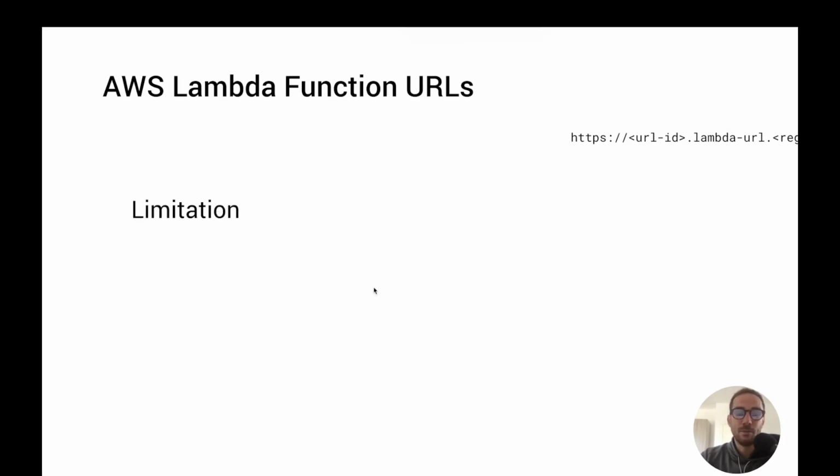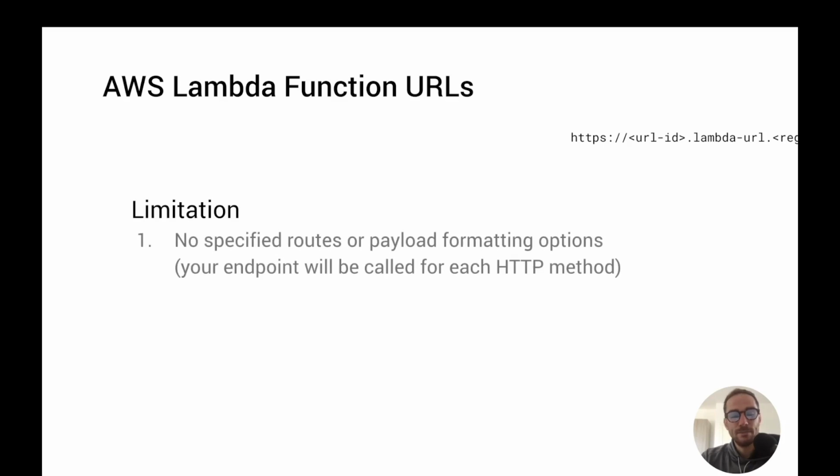And now, what are the limitations of function URLs? We've seen just the pros. Now let's see some cons. So the first limitation, I think, is that you cannot specify routes or payload formatting options. This means that your endpoint is available for every HTTP method. It can be a GET, it can be a POST. You cannot configure that with function URL. It's going to be available for each HTTP method.